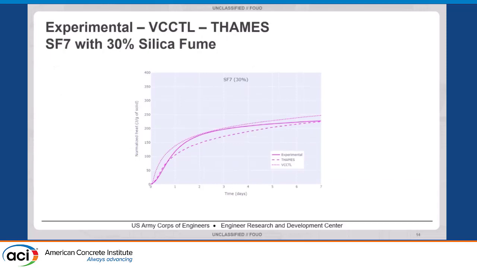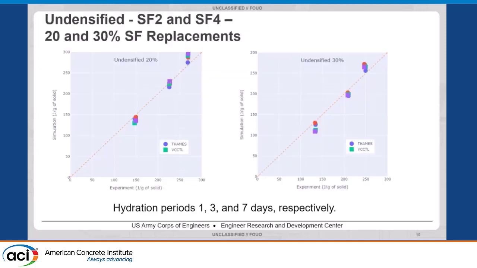And this is SF7. So the trends are not as perfect as SF2, SF4, but still this is showing somewhat good agreement. So this plot that I am showing you right now is nothing different than what I just showed you. These are just plotted in a different way.